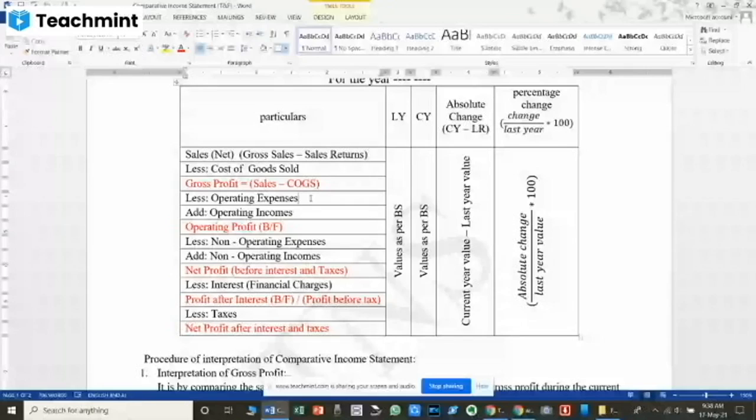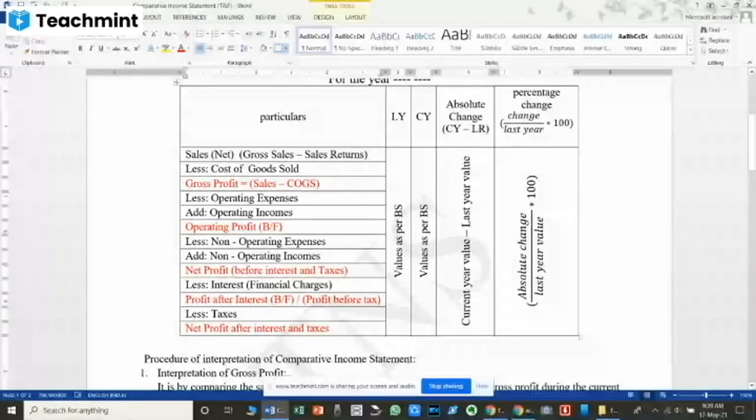Factory overheads pass to the cost of goods sold. Office and administration and selling and distribution overheads, those two overheads come in the group of your operating activities. So trading expenses are deducted. If there are any trading incomes, they are to be added. Gross profit minus operating expenses plus operating income is equal to operating profit. That is a balancing figure.